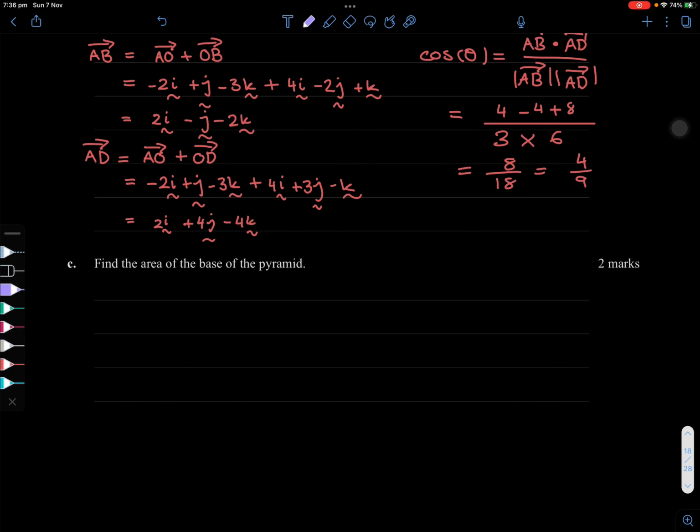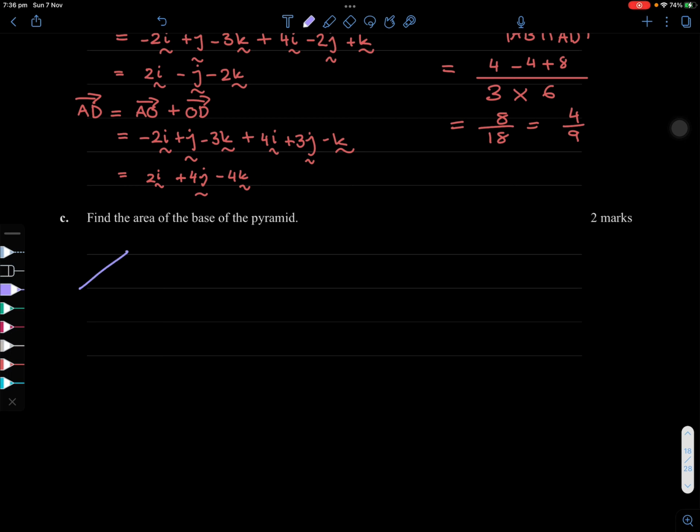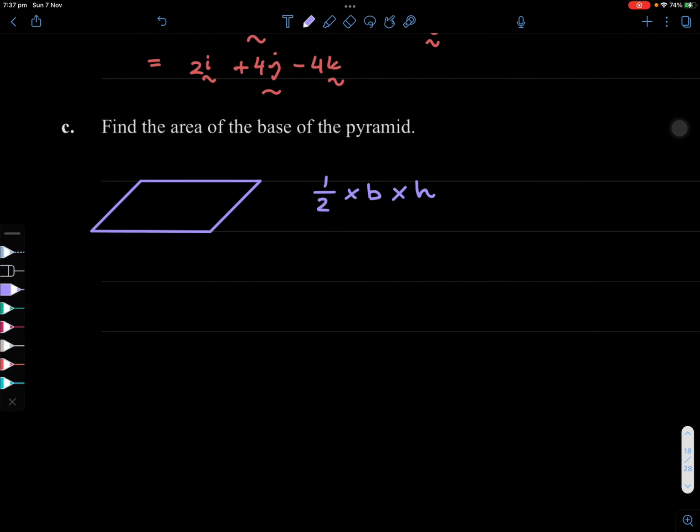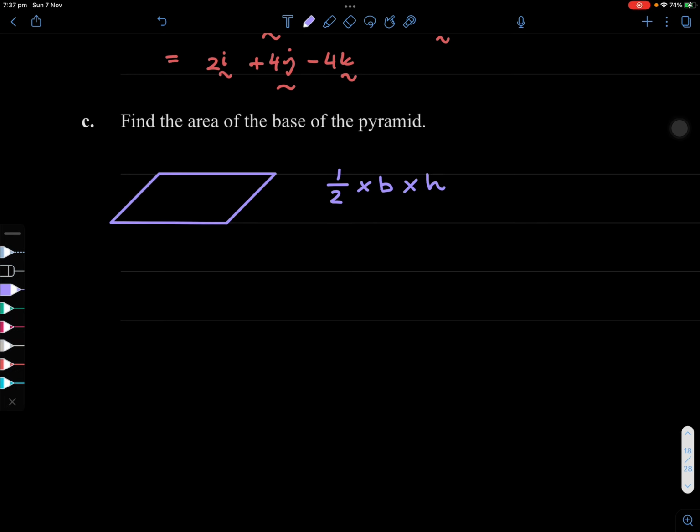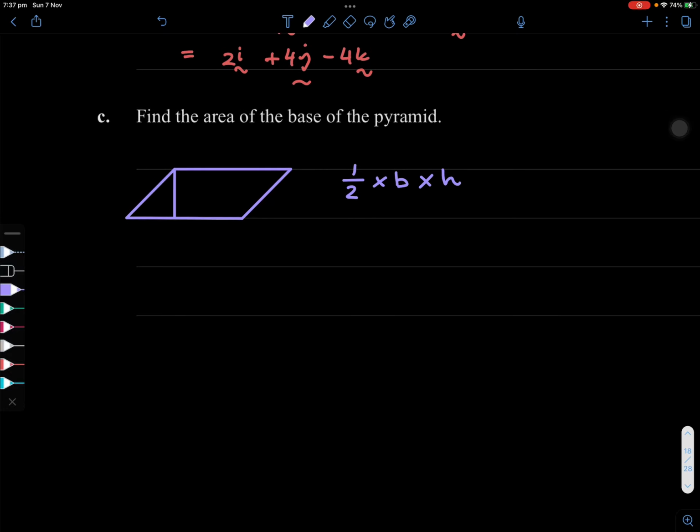Okay, find the area of the base of the pyramid. Now, the base of our pyramid is a parallelogram. And the area of a parallelogram is just half base times height, right? Now, the thing here is, how do we figure out the height?